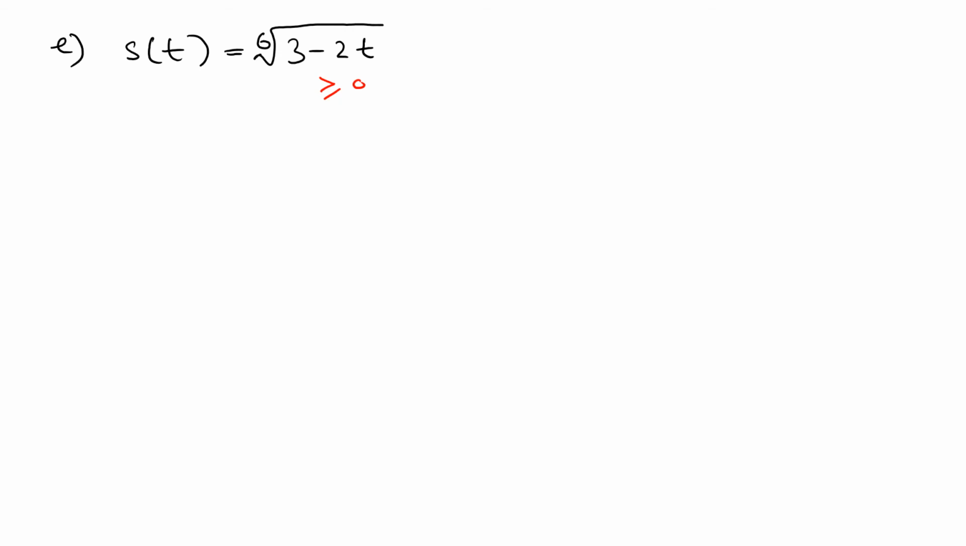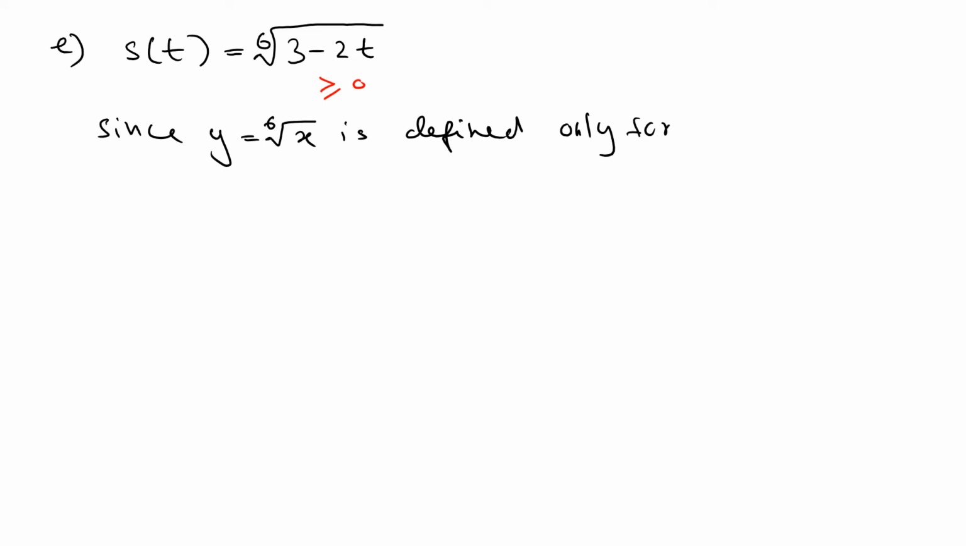So we can say since y equals the sixth root of x is defined only for x greater than or equal to 0, we're going to put that condition here. It doesn't matter what even power we have, they all behave the same. So we're going to say 3 minus 2t is greater than or equal to 0.